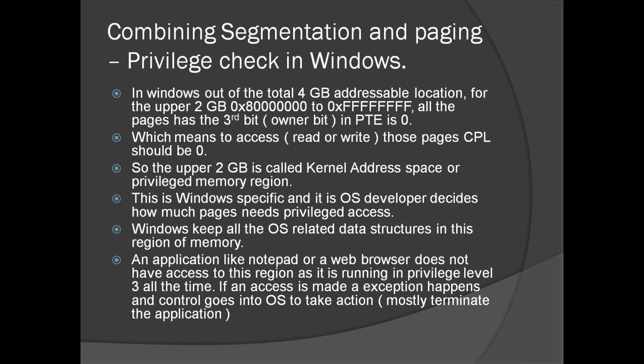This is Windows specific, and it is the OS designer who decides how many pages need privileged access. It can be 4 GB, it can be 1 GB, it can be one page, anything. For example, in Linux it's different. In Windows there are two modes. In /3GB mode, there is only 1 GB of kernel space. So that depends on the design of the operating system.